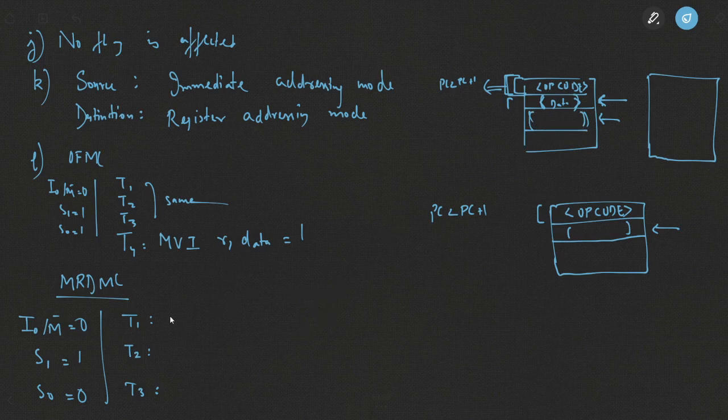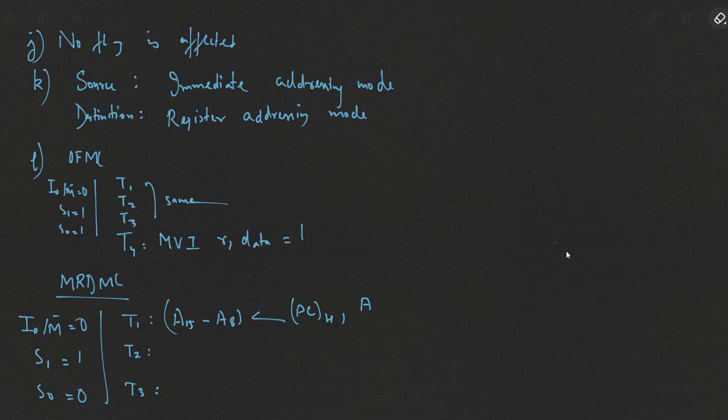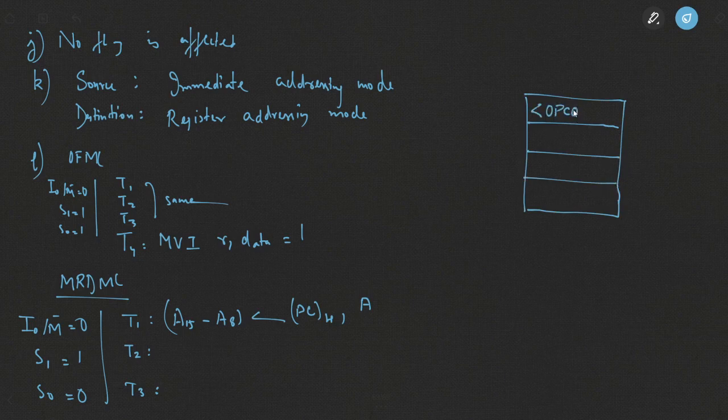So what will happen here? The address bus will now be fed with the memory location that's actually stored in the program counter. Fine. Here you are writing the opcode. Here you are writing the data.